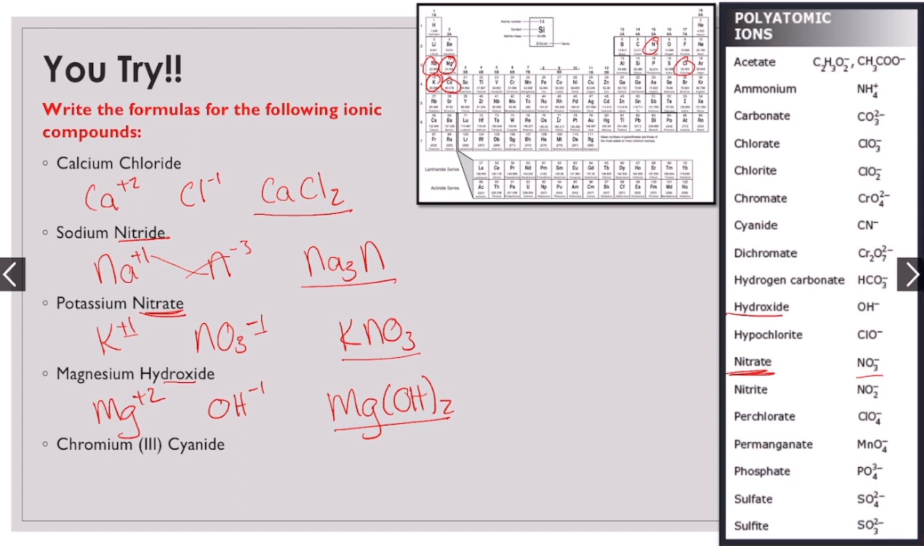And then chromium(III) cyanide. My biggest clue here is these Roman numerals. That means that I've got a transition metal, and I could have already determined that by looking at my periodic table. But remember, those Roman numerals tell me what the charge on this chromium atom is. So I've got chromium 3, and I know it's positive because chromium is a metal, and metals form positively charged ions. All right, and cyanide is a polyatomic ion, so I've got CN here with a -1 charge. If I crisscross those, I end up with chromium cyanide with a 3 after it, Cr(CN)3.